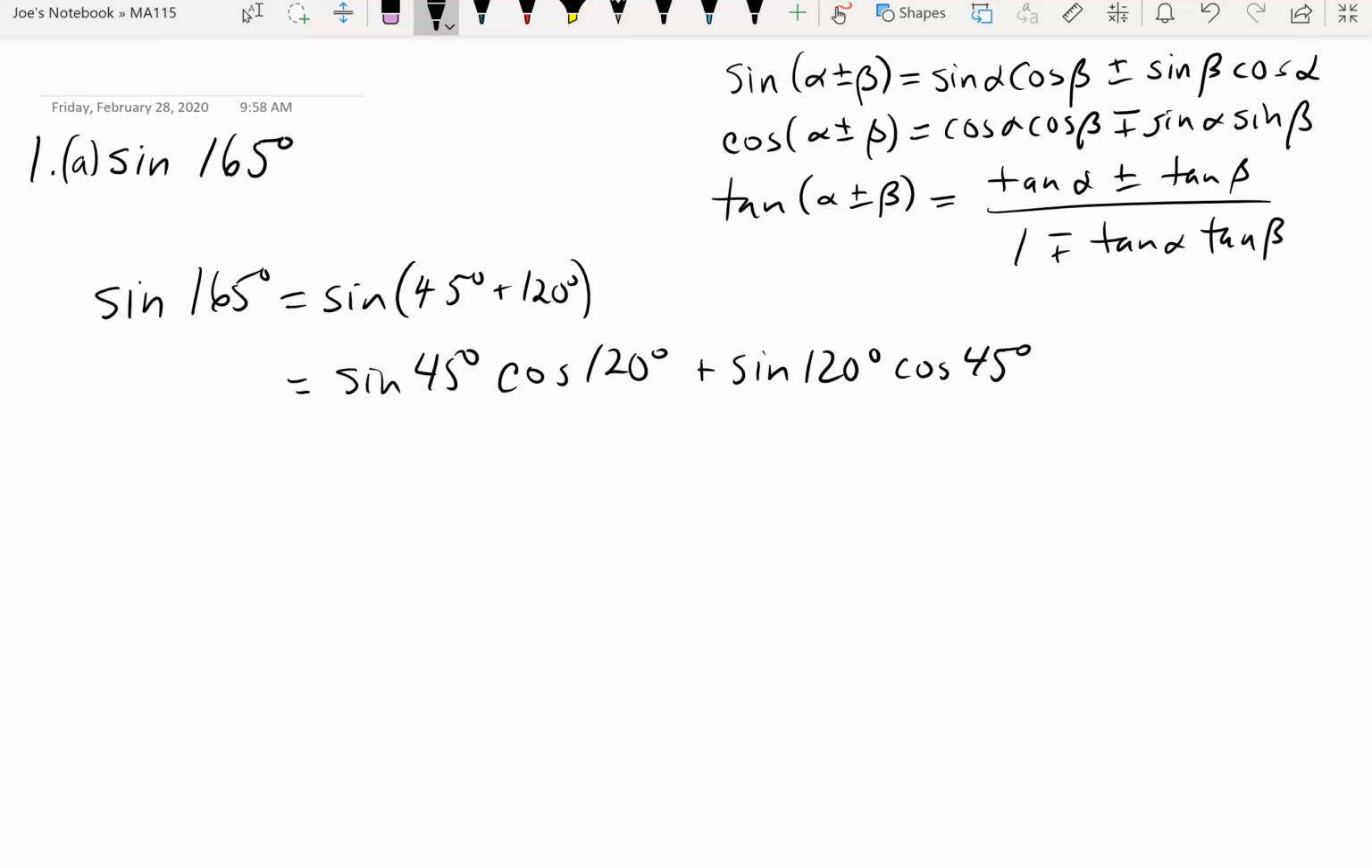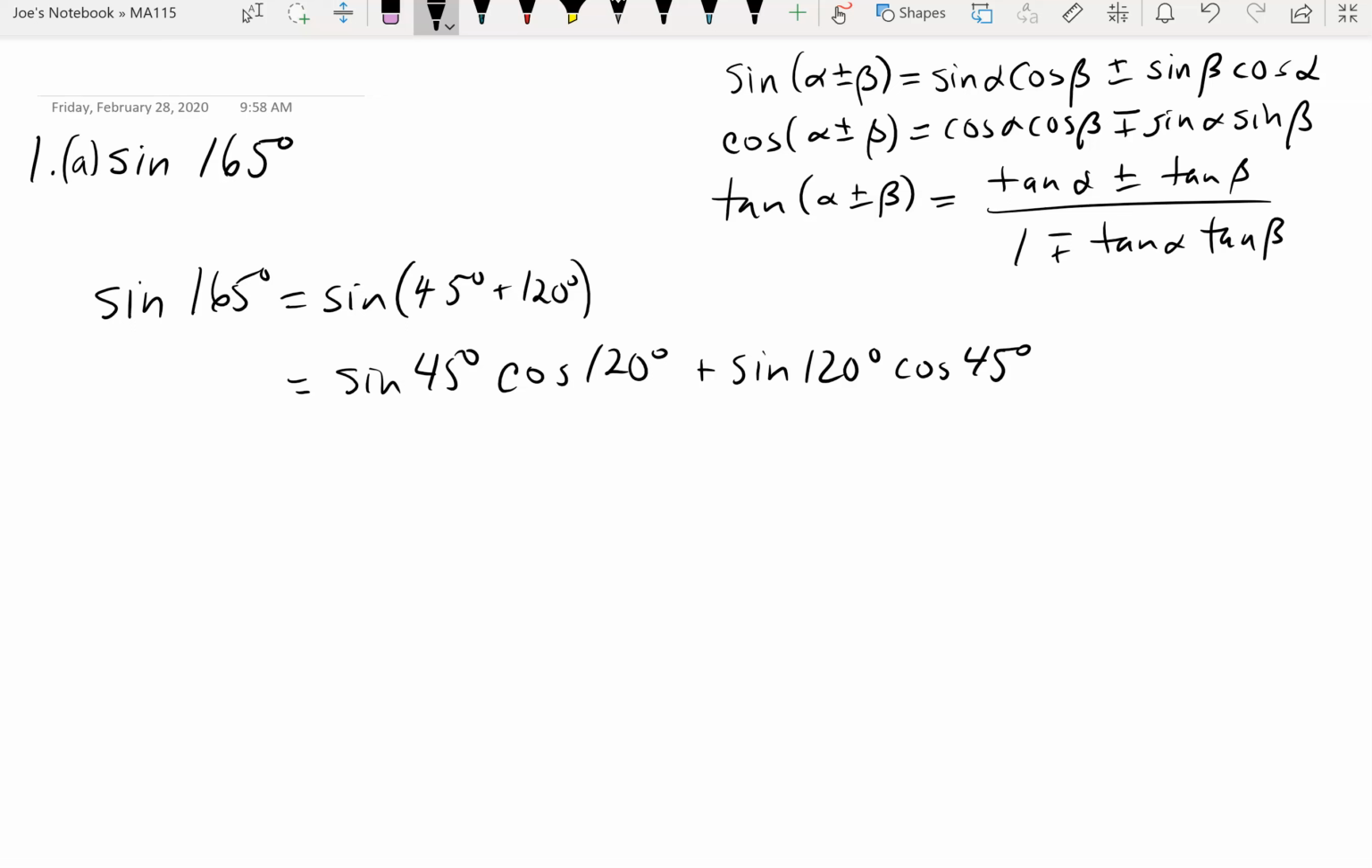You don't have to do these in radians. It doesn't matter. We can do them in degrees or radians for these. Either works. The formulas will work for whatever angle, as long as we know what the sines and the cosines are. So, to find the exact values, we need to know what the sines and the cosines are, I should say.